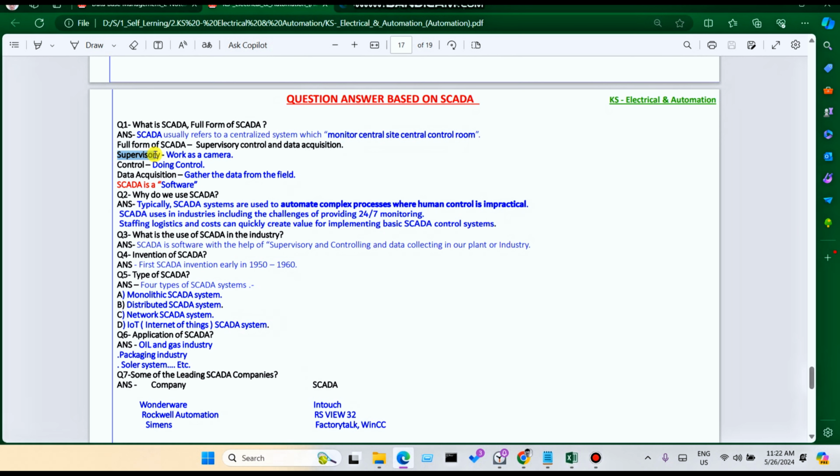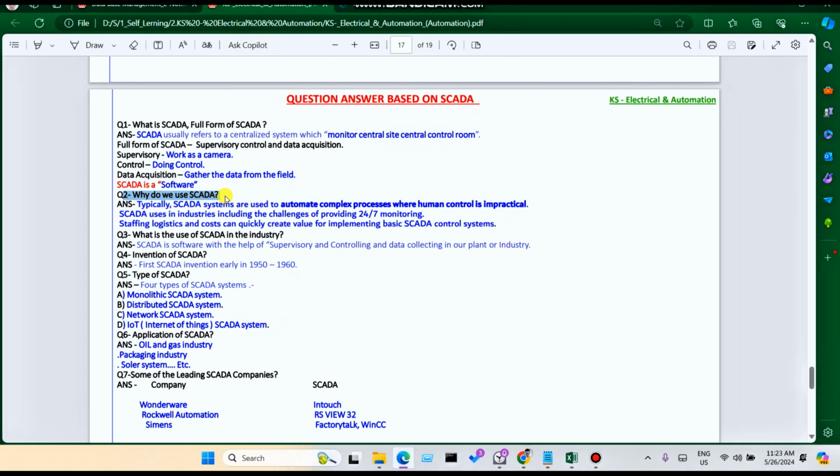Supervisory works like a camera, control does the controlling, and data acquisition gathers data from the field, meaning alarm events and trends, and also reporting. SCADA is a software.